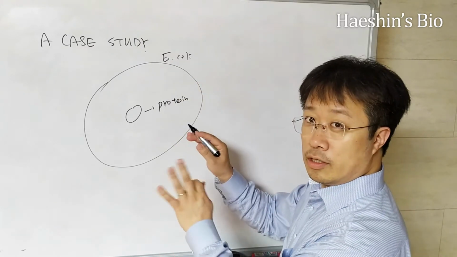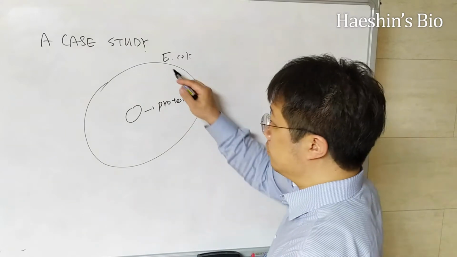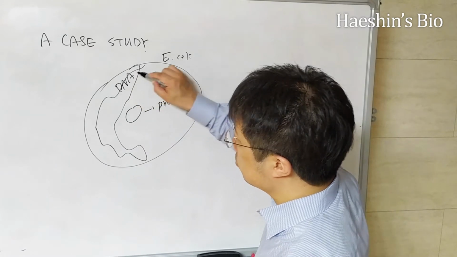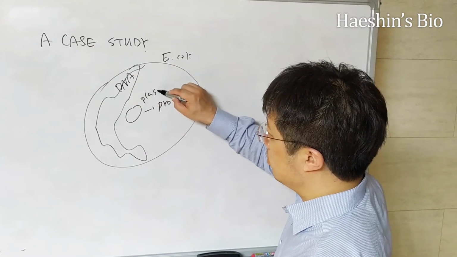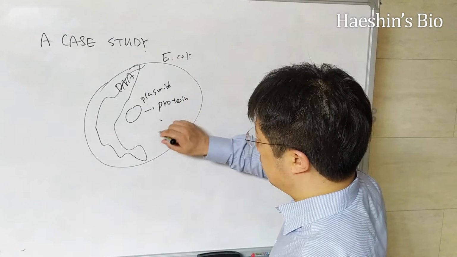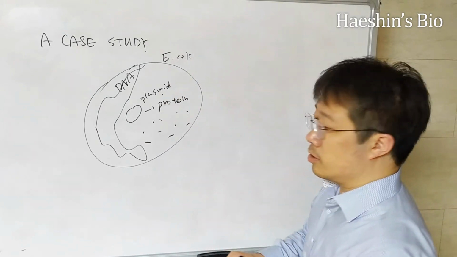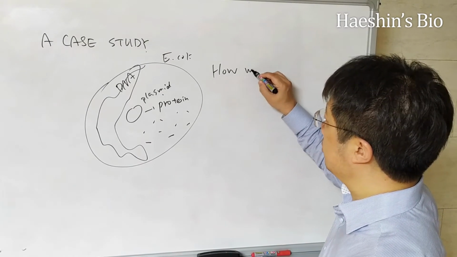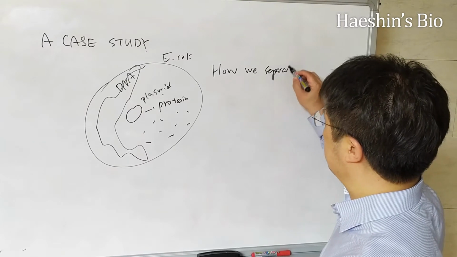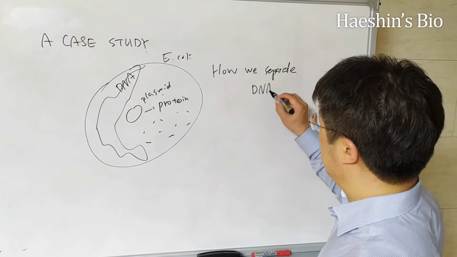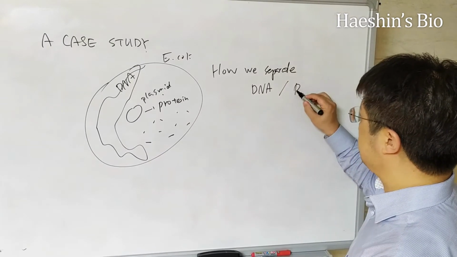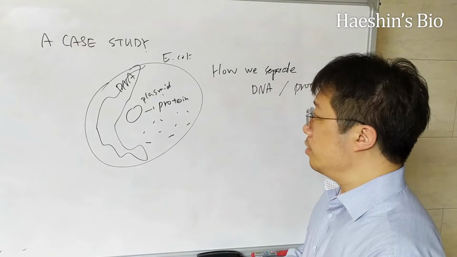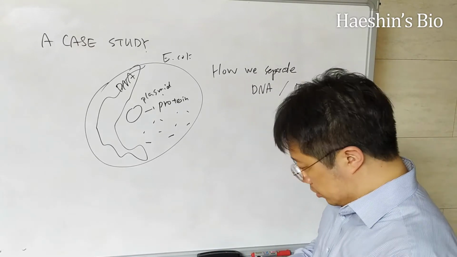Also, E. coli is an actively dividing living thing, and it has its host chromosomes, and this is the plasmid. And a lot of proteins and other things exist, right? So the question is how we separate DNA versus proteins. Remember this question.